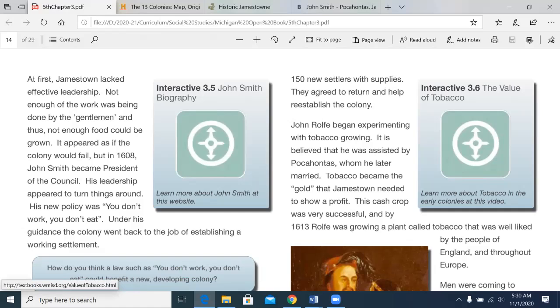All right, so at the top of the page, at first, Jamestown lacked effective leadership. Not enough of the work was being done by the gentlemen, and thus not enough food could be grown. Sidebar, the gentlemen were lazy and thought someone else should do it. It appeared as if the colony would fail. But in 1608, John Smith became president of the council. His leadership appeared to turn things around. His new policy was, you don't work, you don't eat. Under his guidance, the colony went back to the job of establishing a working settlement.